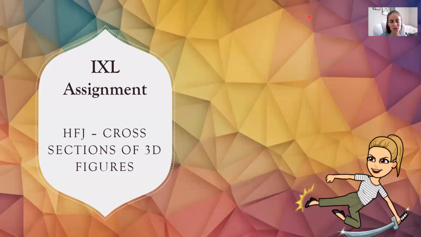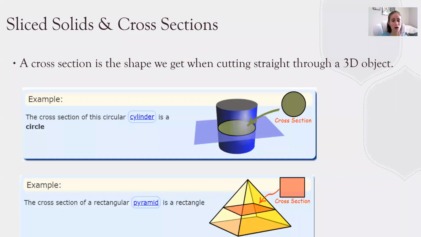Hello, everyone. Today we're going to be doing IXL Assignment HFJ, cross-sections of three-dimensional figures. That's a mouthful. Let's go through some vocab first. All right, we're dealing with sliced solids and cross-sections. A cross-section is the shape that's created when we cut straight through a three-dimensional object. All right, this is best explained with visuals.